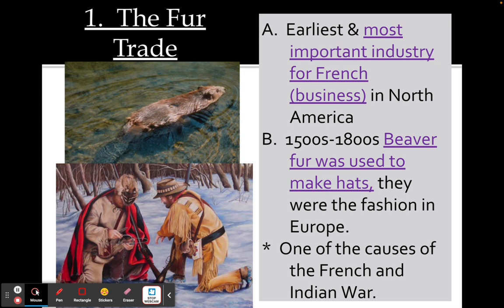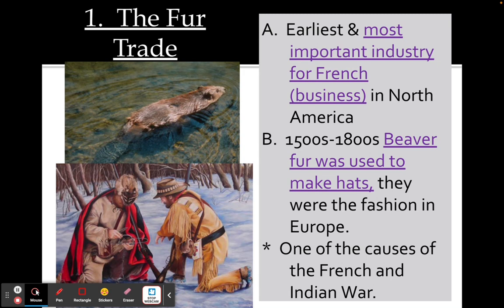Why did they want to have beaver? It was used to make hats, and they were the huge fashion in Europe. So think of a fashion today that is something that everybody wants to have, whether it be like Jordans or Yeezys. Everyone in Europe wanted to have a beaver hat. Beaver were native to North America. No one had ever seen them in Europe before, so they kind of became the hot trend for people to wear, to like look rugged, like they had been to the New World.